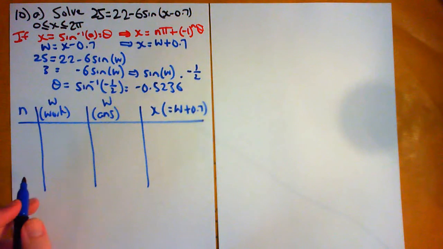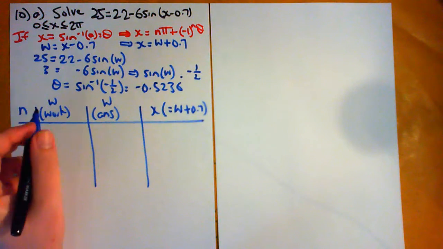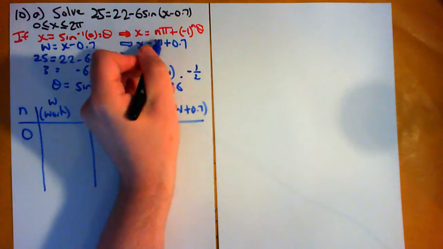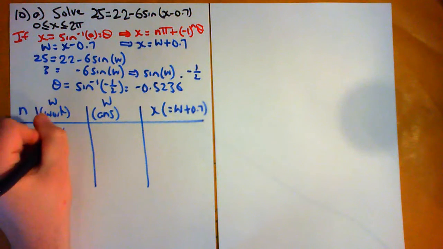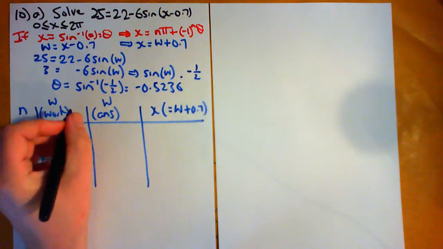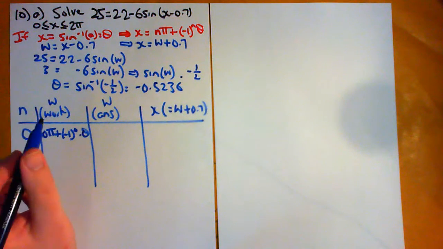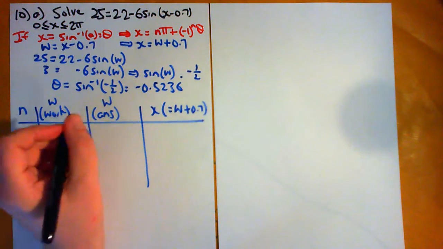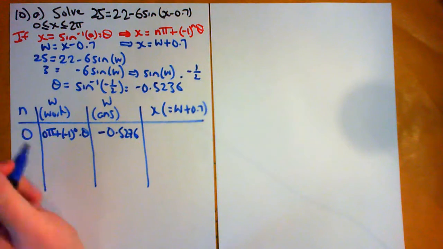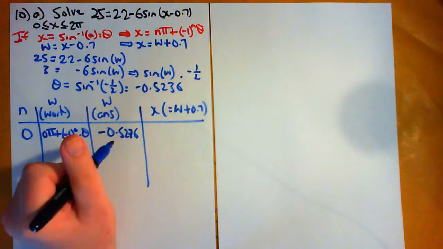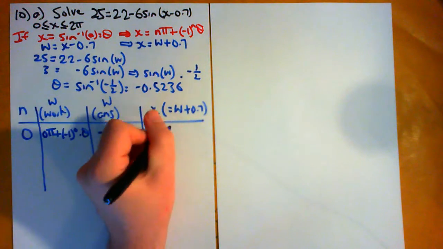Okay, so for n equals 0, w working is going to be putting in n equals 0, so we get 0 pi plus minus 1 to the 0 times theta, which theta is our value, which is negative 0.5236. That will give us negative 0.5236, and then if we add 0.7 to that, we get 0.1764.